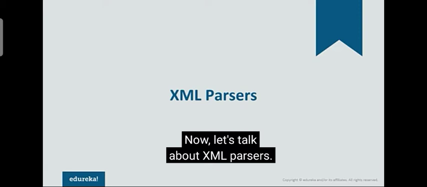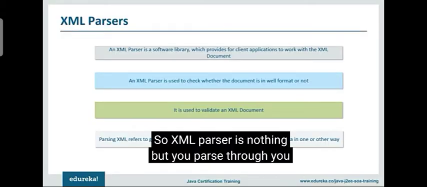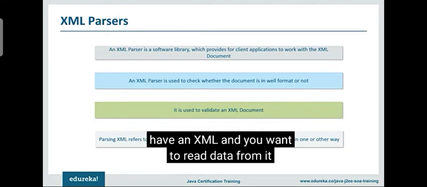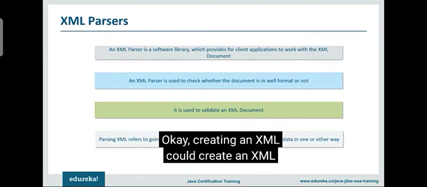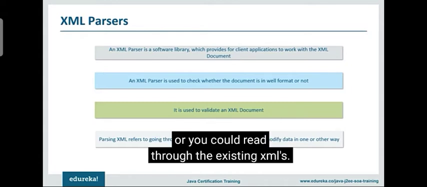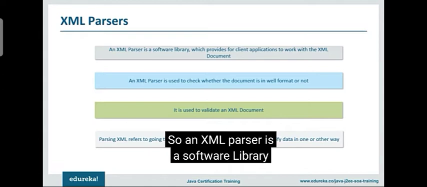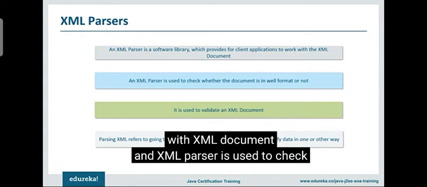Now let's talk about XML parsers. Okay, so with an XML parser you parse through an XML and you want to read data from it, or XML parsers could be used for writing XML as well. You could create an XML using XML parsers, or you could read through existing XMLs. So an XML parser is a software library which provides client applications a way to work with XML documents.